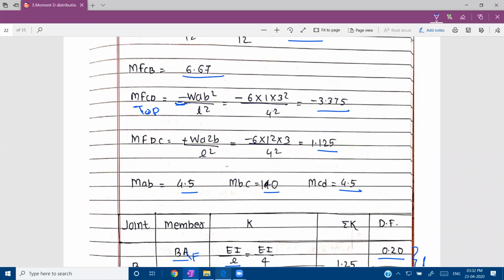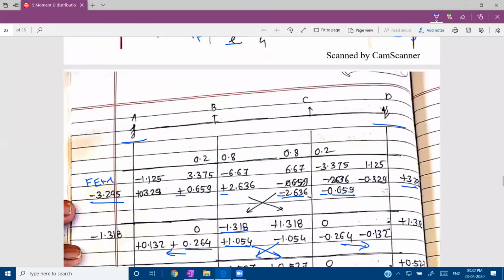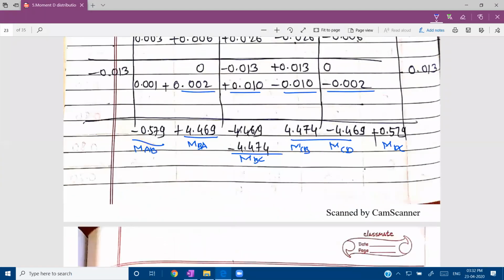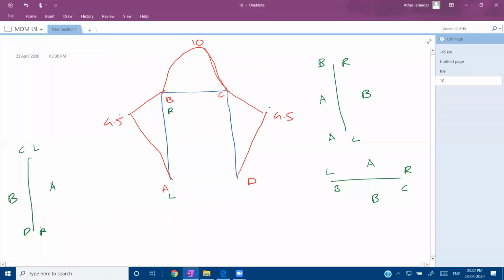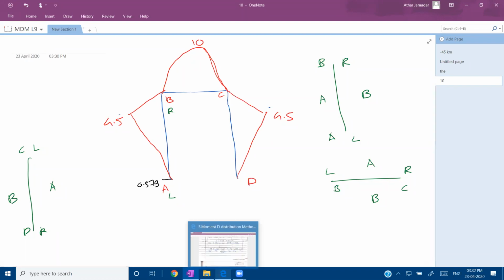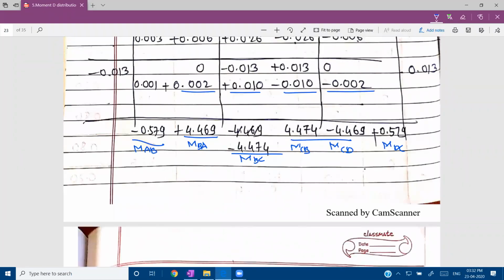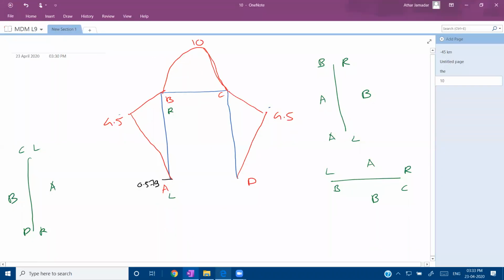So here the value of MAB was minus 0.579. So at the left support, negative moment above the baseline, minus 0.579. Then at BA we have a moment value of positive 4.469. So on the right support, positive moment above the baseline, 4.469. So join this.